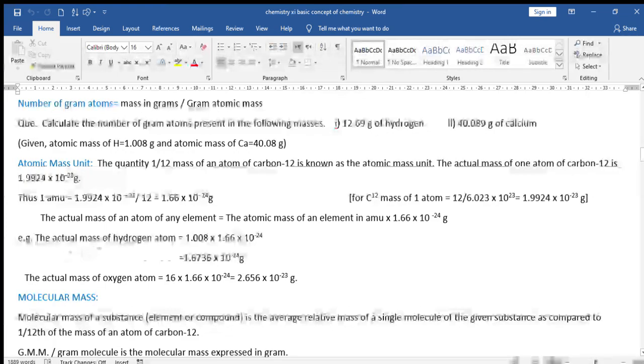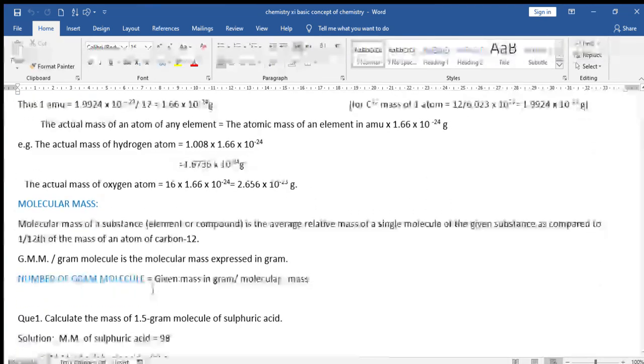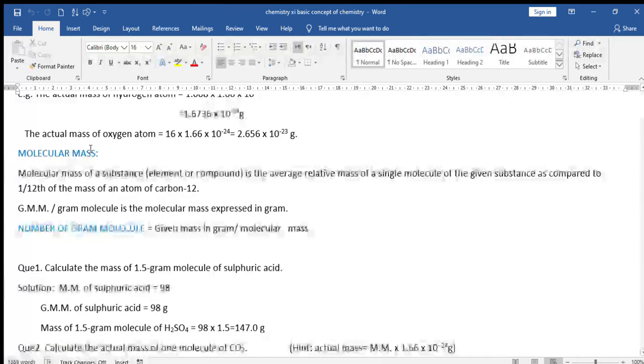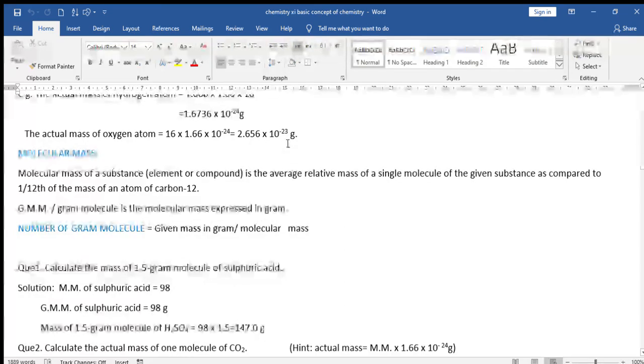So what is the actual mass of a hydrogen atom in gram? It is 1.6736 into 10 to the power minus 24 gram. The mass of one atom of hydrogen in AMU is 1.008. Similarly, if we have to calculate the actual mass of an oxygen atom in gram, we convert it by multiplying 16 AMU by 1.66 into 10 to the power minus 24 gram. It comes to 2.656 into 10 to the power minus 23 gram.